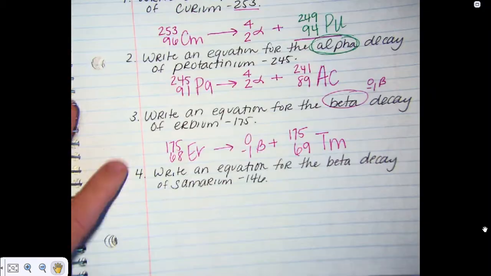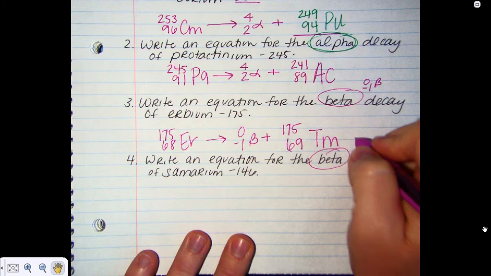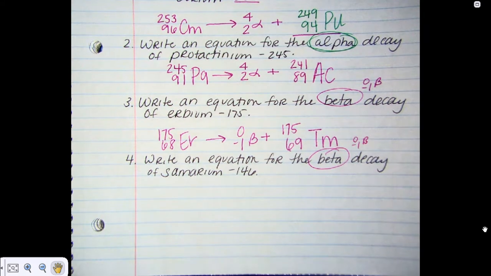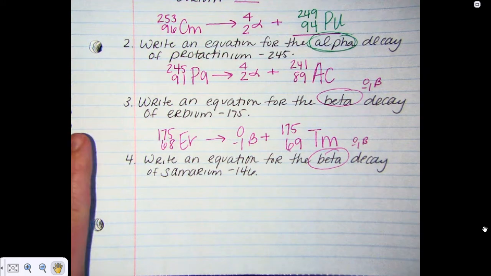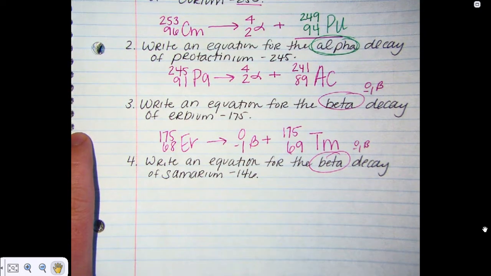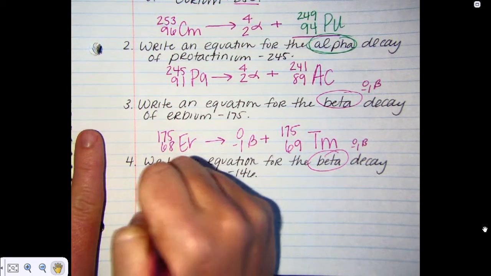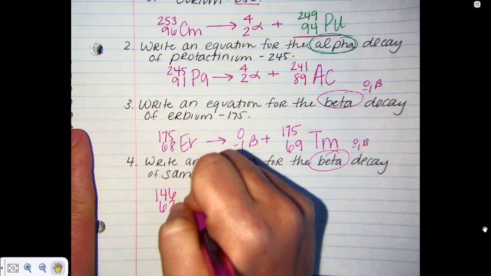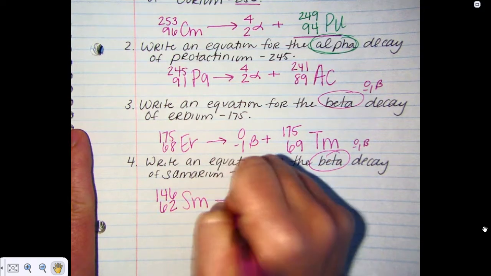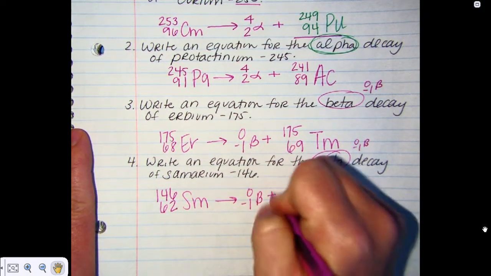Last one. Write an equation for the beta decay. Again, beta, 0 over -1 beta. Beta decay of samarium 146. So samarium, go to the periodic table, find it. Oh, 62 protons. So 146 over 62 Sm, arrow, beta particle, 0 over -1 beta, plus.